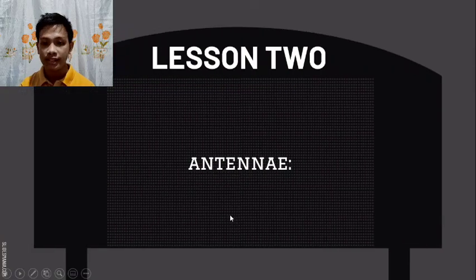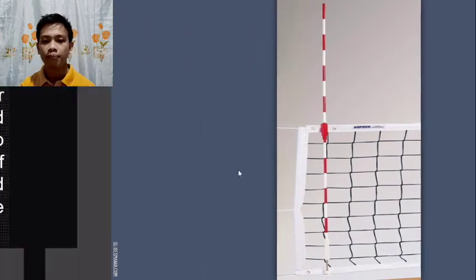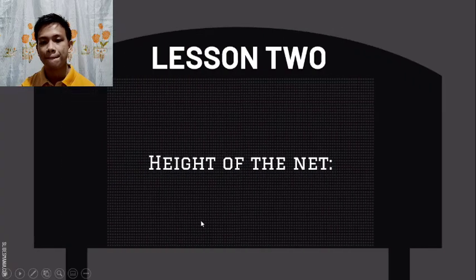Antenna or antennae. Let's see. Antenna. Plural antennae. Each is fastened on the outer edge of each vertical side band extending 80 cm above the top of the net on the opposite sides of the net. They are considered part of the net, still part of the net, and have side limits.